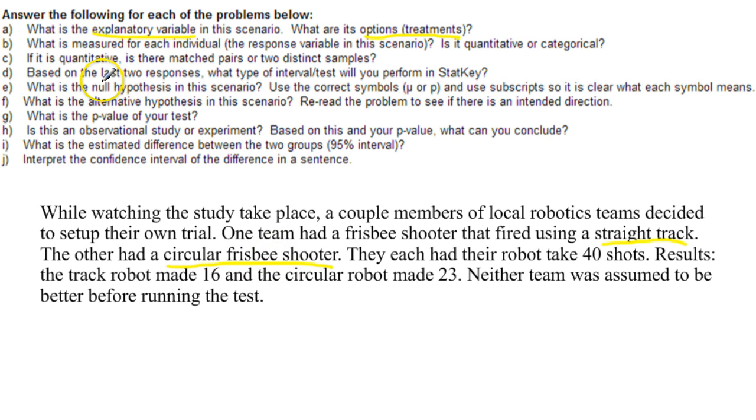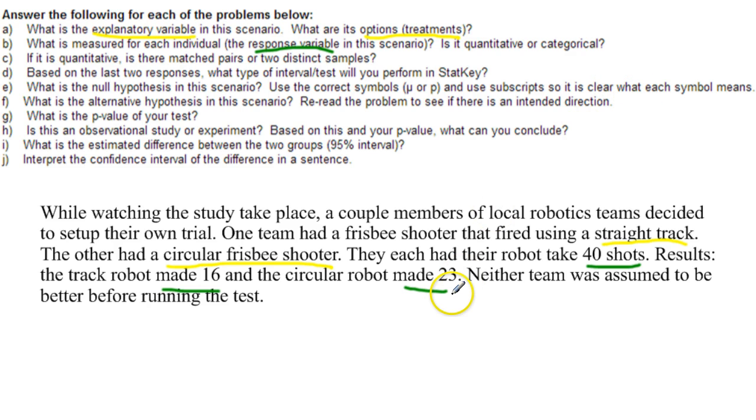Question B says, what is measured for each individual, aka, what is the response variable in this scenario? The response that we're measuring here is how many shots were made. It looks like one made 16 and one made 23, and this was out of 40 shots. So the response variable is how many shots were made. And in this case, is it categorical or is it quantitative?